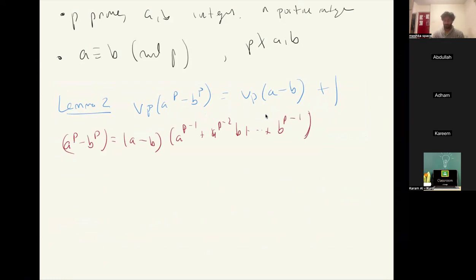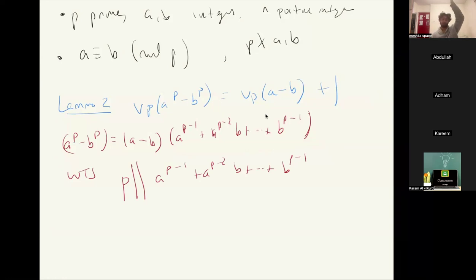So from the first term, we get v_p of a minus b powers of p. So we want to show that from here, we get only 1. So what we want to show is that p divides the second term, but that p squared does not divide the geometric series term. So this is what we have to show. We have to understand that p divides this expression, but not p squared.